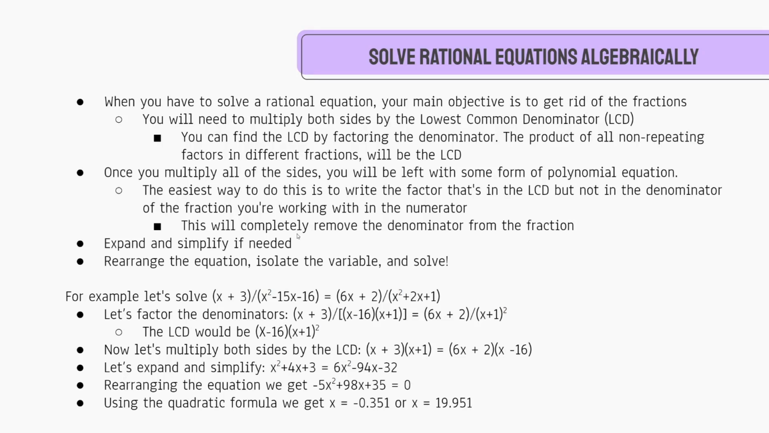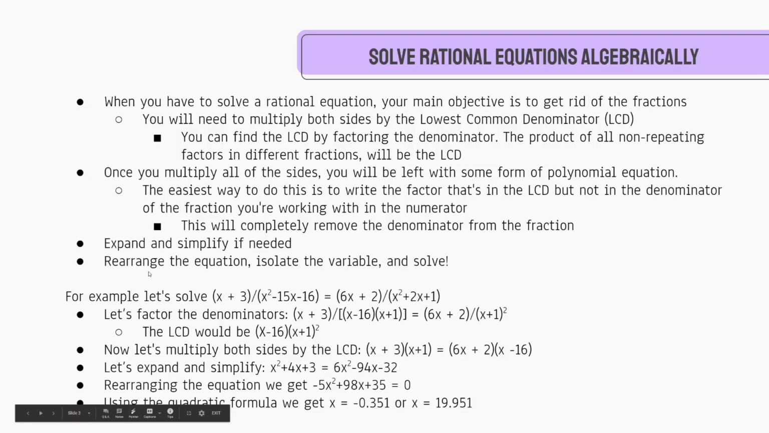For example, let's solve the following equation. x plus 3 divided by x squared minus 15x minus 16 equals 6x plus 2 divided by x squared plus 2x plus 1. This will probably be the most difficult equation you will deal with, just because it involves high degree functions. Usually you would see something like 1 over x plus 3, but I want to show you a difficult question so you can get the hang of it, because everything else will be easier. Wow, it's surprising, right? Okay, let's follow the steps I outlined.